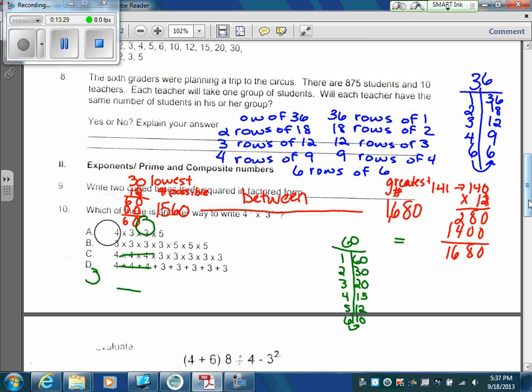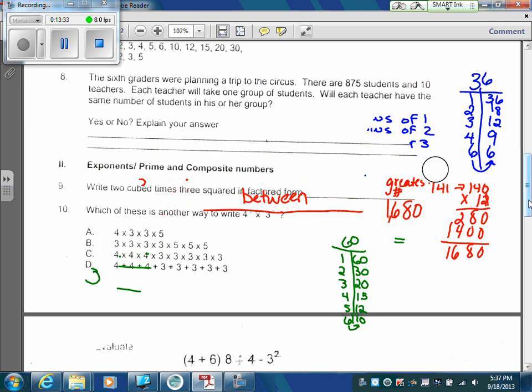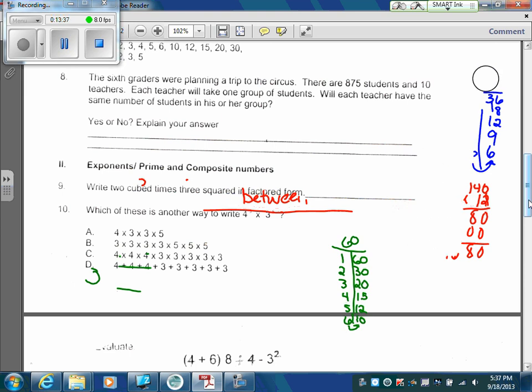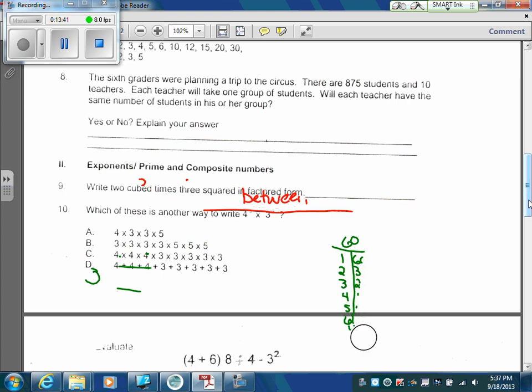Number 8, the 6th graders were planning a trip to the circus. There are 875 students and 10 teachers. Each teacher will take one group of students. Will each teacher have the same number of students in his or her group? Yes or no, explain your answer.